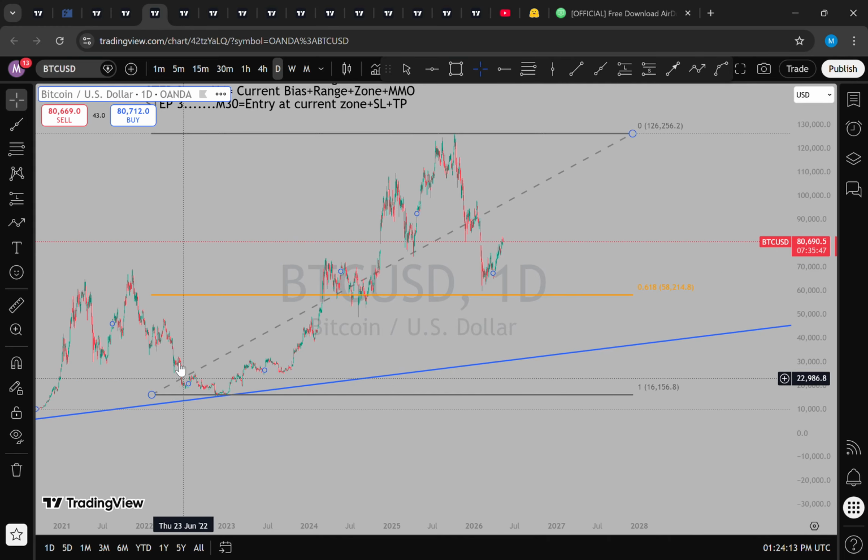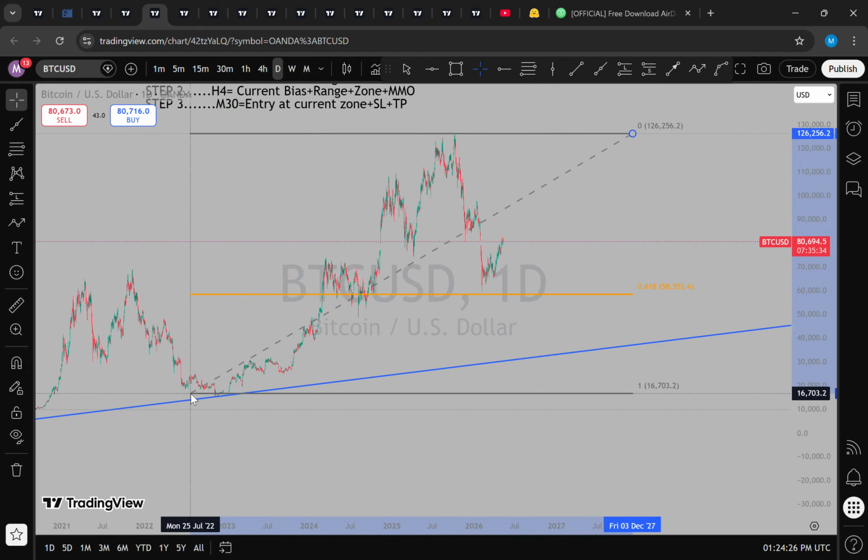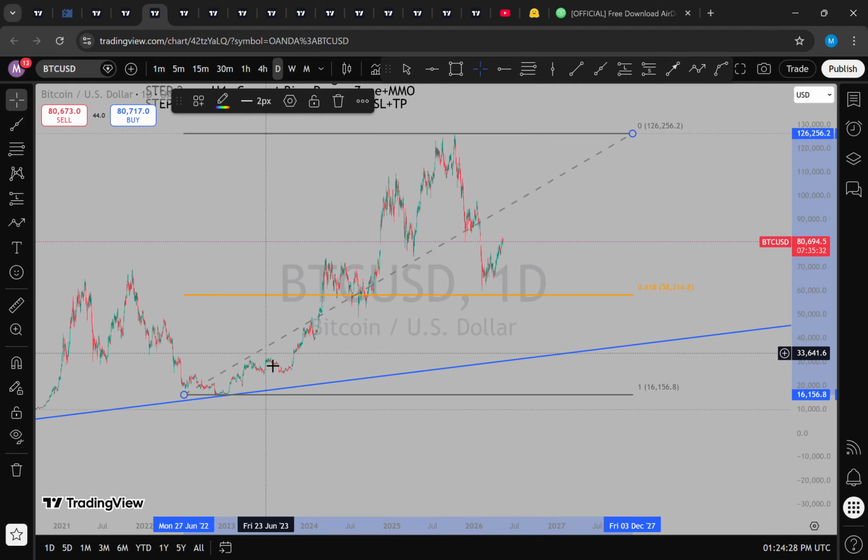This is a huge structure here. There's another huge structure coming out here. So I place my Fibonacci on both structures. Every other structure inside here are minor structures. This is a major structure here. Every other structure inside is minor.